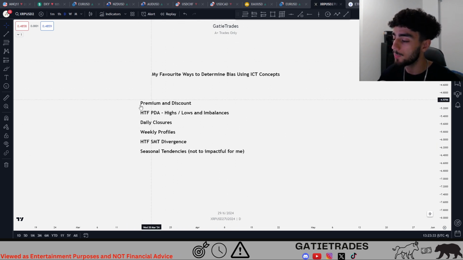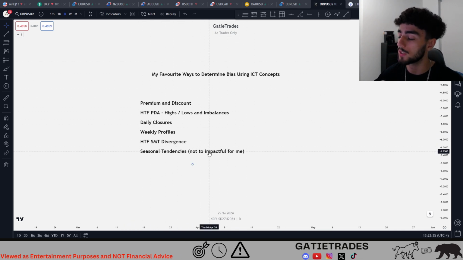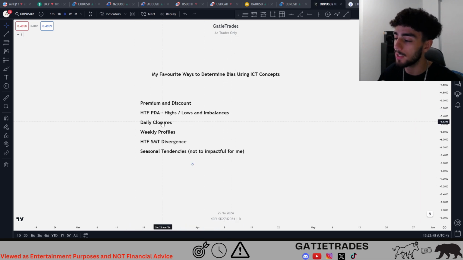So these are the concepts. I'm not going to cover every single one of these concepts, but these are the concepts I use to determine my bias with high probability. I like to keep it simple. So premium and discount is always in the back of my mind, and mostly I'll just look at highs and lows and imbalances, daily closures, and that'll help me form the weekly profile. And then divergence can also help you confirm that weekly profile. So with that being said, let's go over some examples.